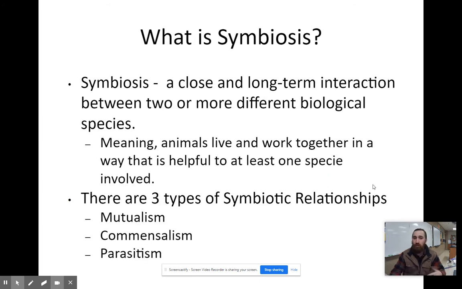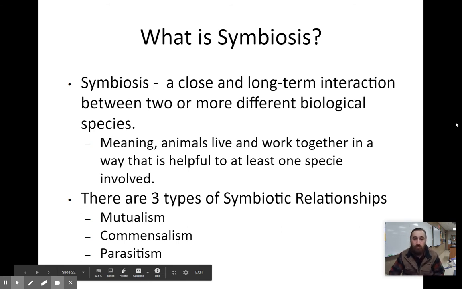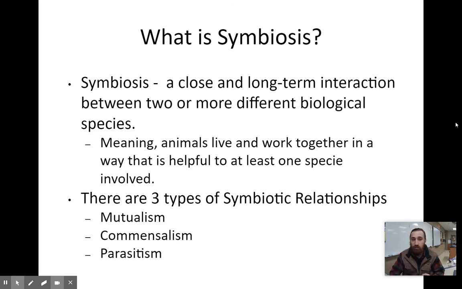So the first thing we need to talk about is what is symbiosis? Like, what does this mean? You might have remembered a little bit of this from sophomore year. You might have actually heard this other terms as well. But what is symbiosis? So symbiosis is a close and long-term interaction between two or more different biological species. So they have to be different.